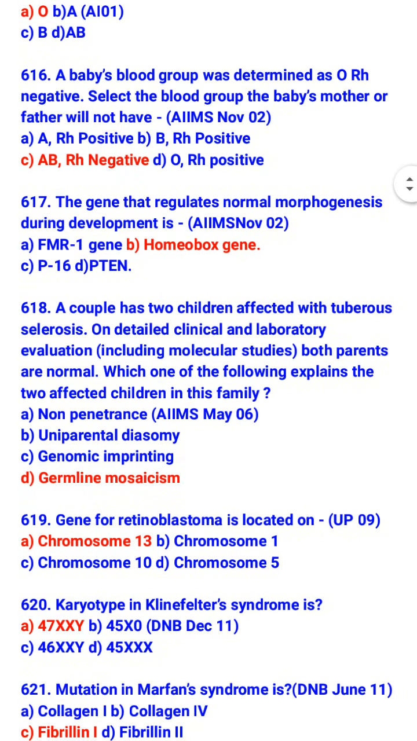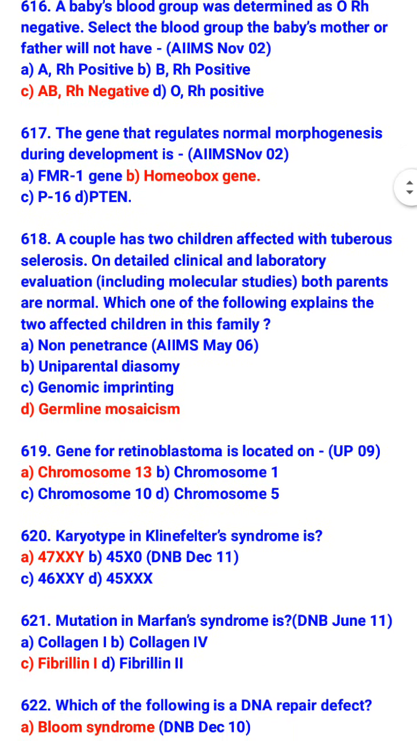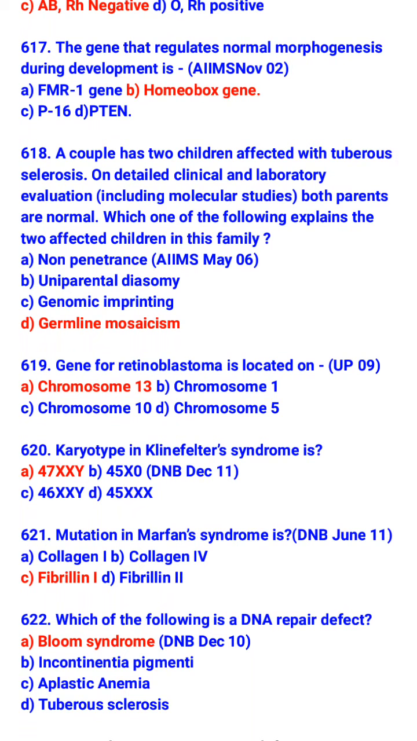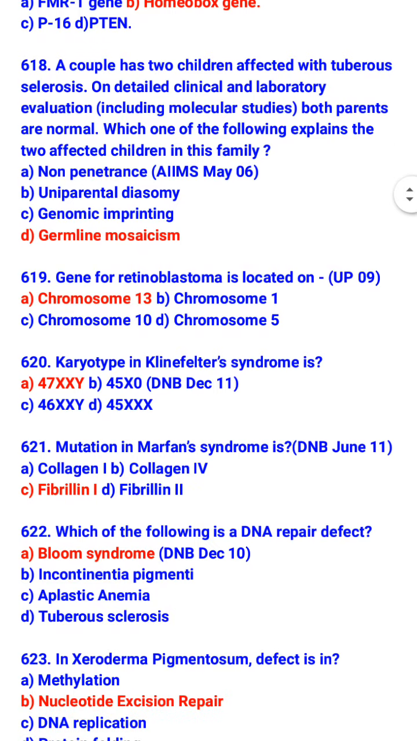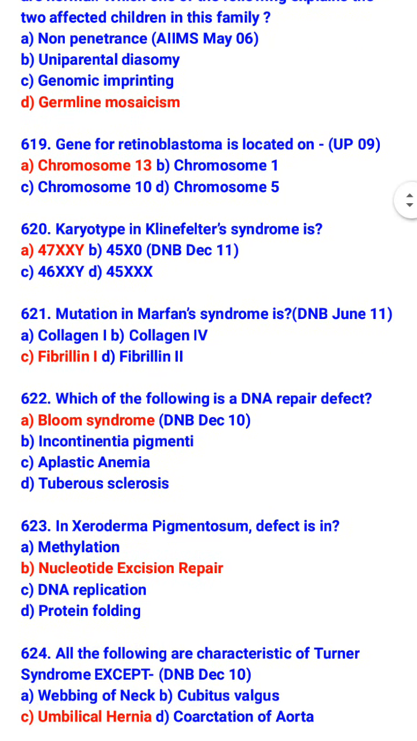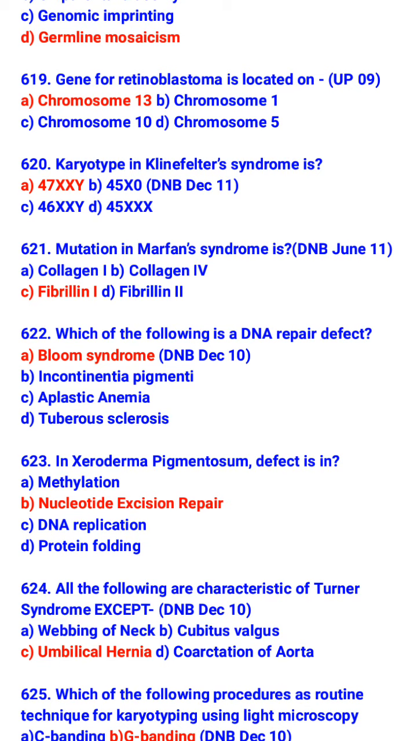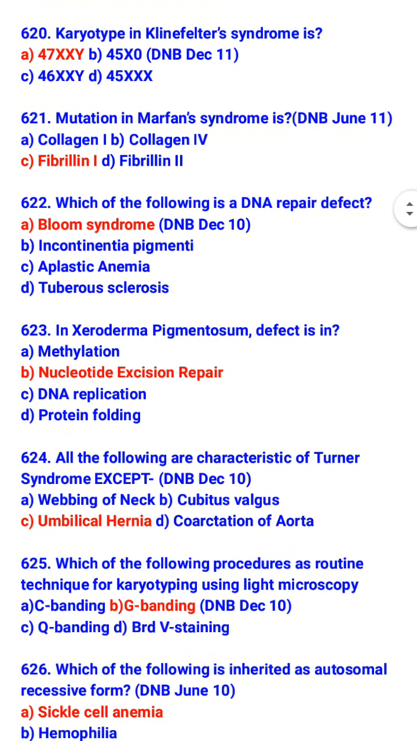A couple has 2 children affected with tuberous sclerosis. On detailed clinical and laboratory evaluation, including molecular studies, both parents are normal. Which one of the following explains the 2 affected children in this family? Germline mosaicism. Gene for retinoblastoma is located on chromosome 13. Karyotype in Klinefelter syndrome is 47XXY. Mutation in Marfan syndrome is in fibrillin 1. Which of the following is a DNA repair defect? Bloom syndrome. In xeroderma pigmentosum, the defect is in nucleotide excision repair.